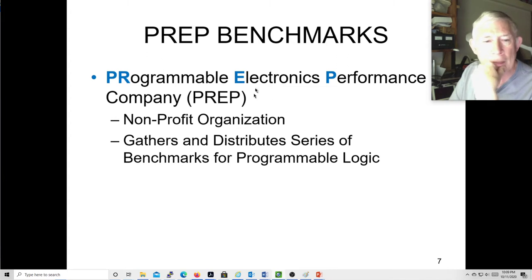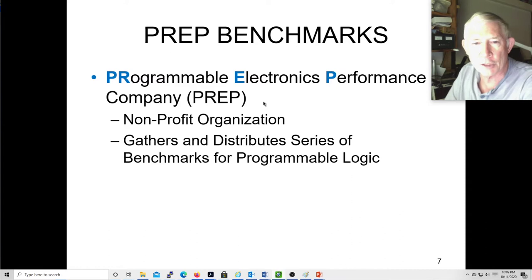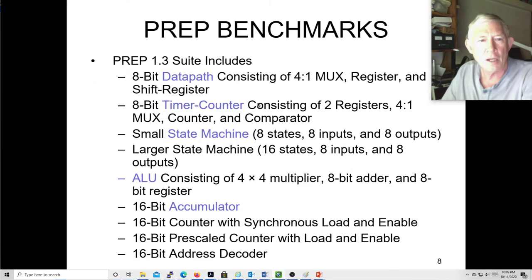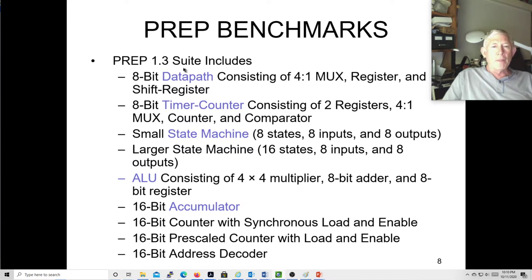And PREP has a whole bunch of benchmarks that can give a little bit of a measure to allow FPGAs to be compared. And here's the PREP suite, and I'm sure it's been updated. This is probably a little bit old, but there's an 8-bit data path, and it's made up like this. There's a timer counter. There's a state machine. There's an ALU. There's an accumulator, and then there's counters with synchronous load and enable, prescaler, load and enable, and address decoders, all 16 bits. So these are some of the PREP benchmarks that exist. And so you can talk about how many of these you can implement with a particular FPGA and compare it to another and compare their scores in this suite of benchmarks.